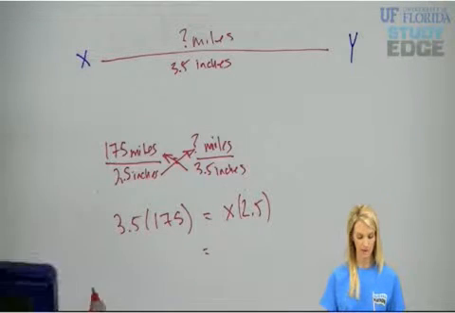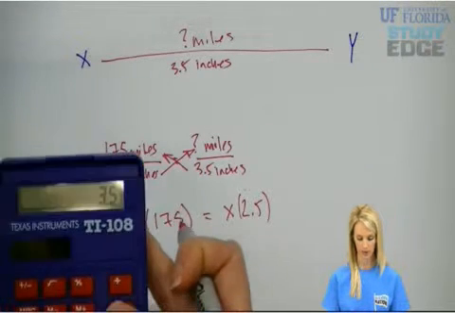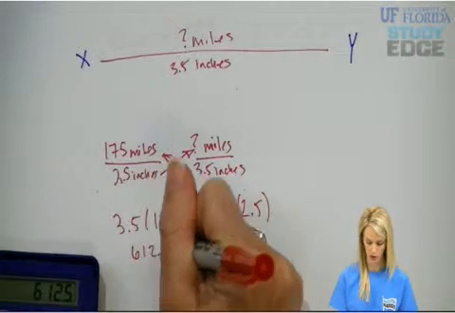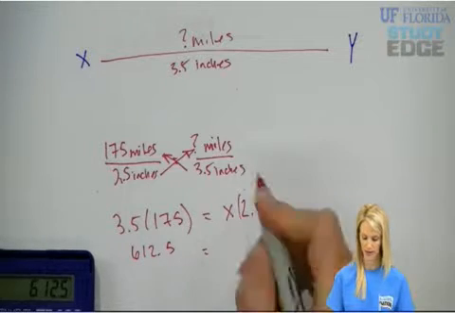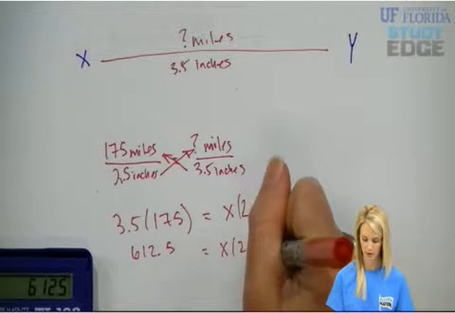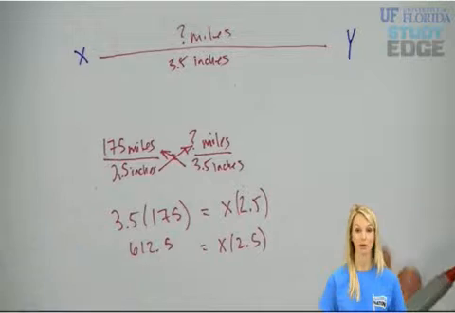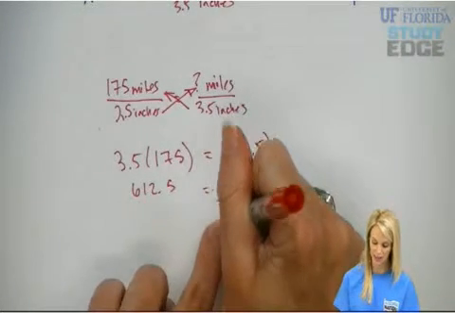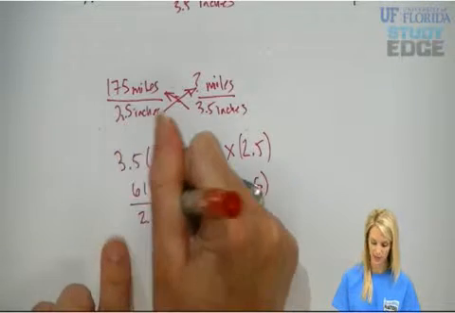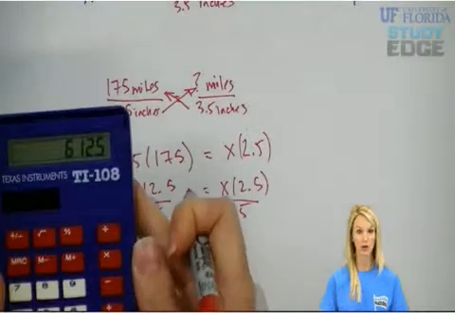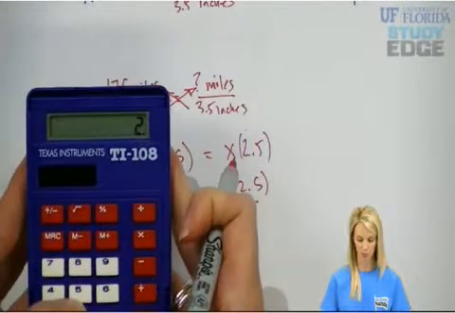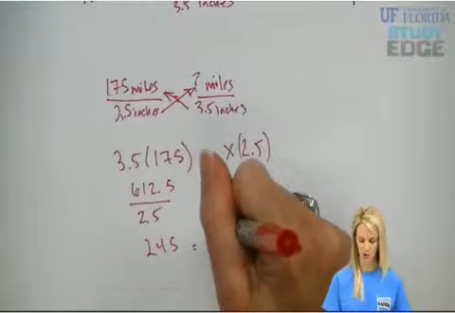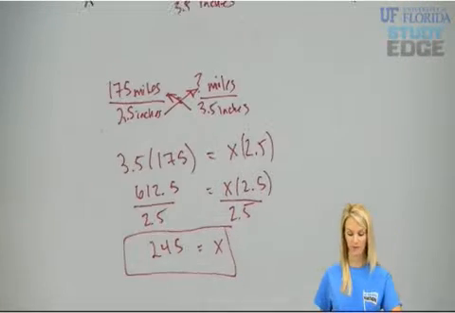So let's see what I get. 3.5 times 175, I get 612.5 equals x times 2.5. What am I trying to solve for? X, my number of miles, that's the equivalent of 3.5 inches. Well, let's divide both sides by 2.5, since whatever I do to one side, I got to do the other. So 612.5 divided by 2.5, we get 245 is equal to x. So x is equal to 245 miles.